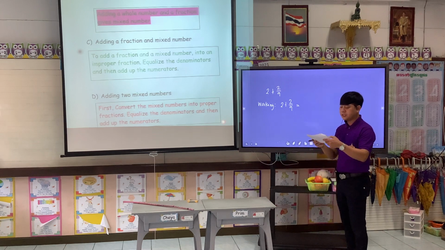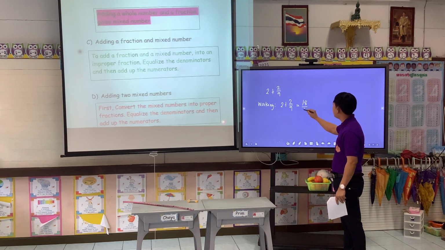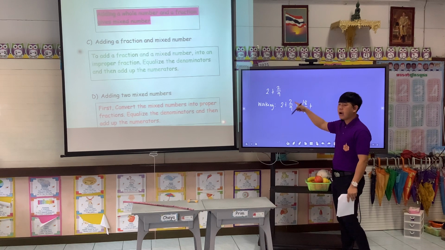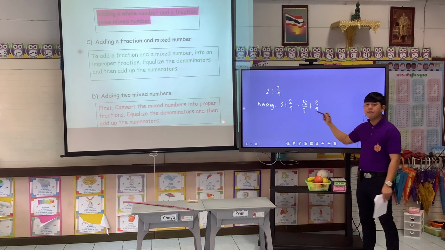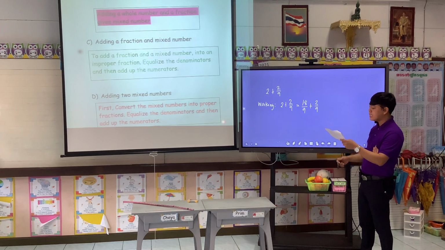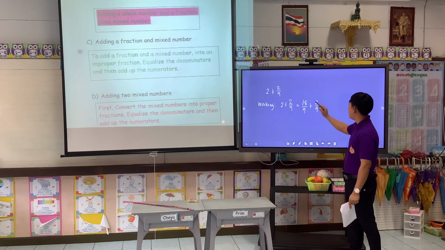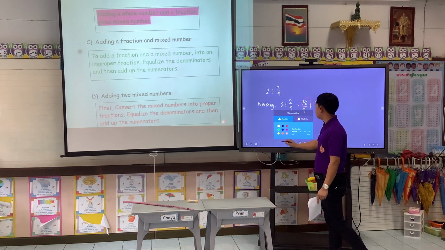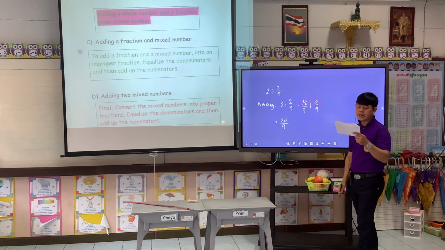Okay, what are we going to do? 9 times 2 is 18. 18 over 9 plus, copy the proper fraction, the given number, 2 over 9. So they have the same denominator. Next, you must add. Add the 18 and 2. 18 plus 2 is 20. Copy or maintain the denominator, 20 over 9.